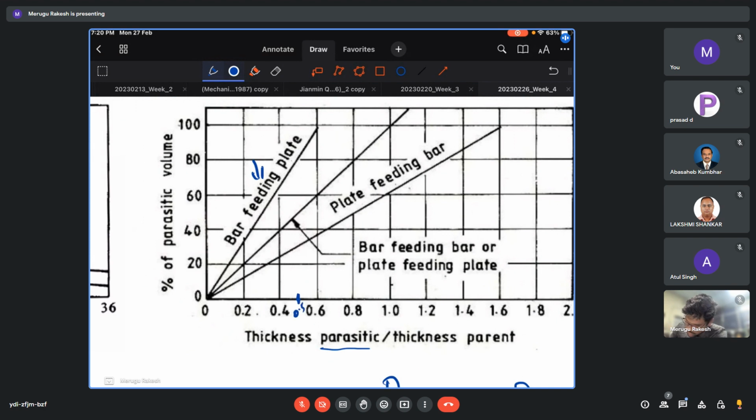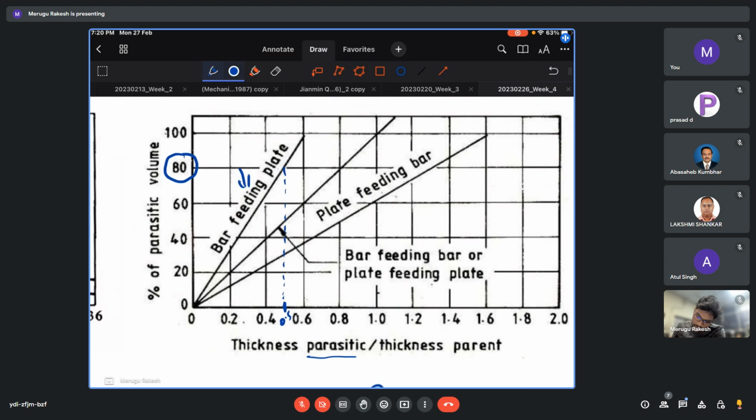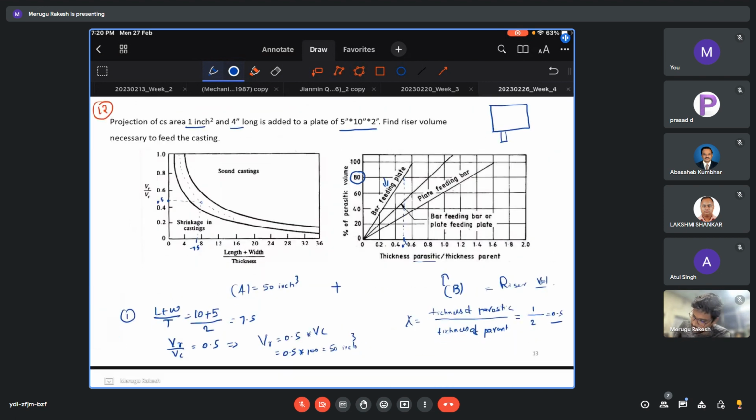I will extend these lines. Don't need to worry about the questions, because in the exam they will give the exact question and exact values, so you can calculate. So it is matching exactly at 80. So the percentage of parasitic volume is 80%. So the riser volume is 80% of, that is 0.8 times, the volume of these extensions or the parasites. That is nothing but 1 times 4 times 0.8, that is 3.2 I am getting.